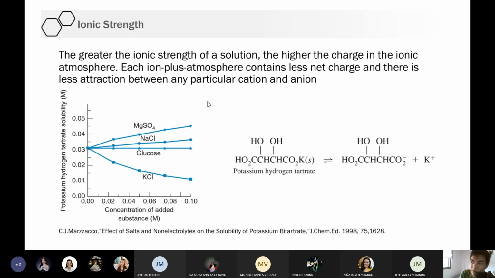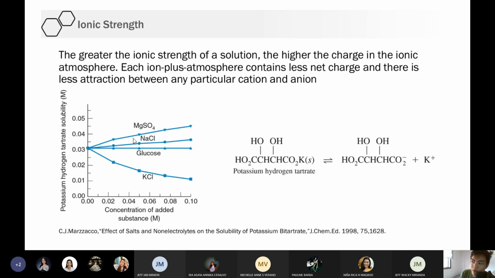Look at what happens when we add other ions. The equilibrium constant started to shift away from 0.03 when we add magnesium sulfate, sodium chloride, and potassium chloride. So the equilibrium starts to change when we add these other ions. However, for glucose, that's stagnant. So let's explain why.